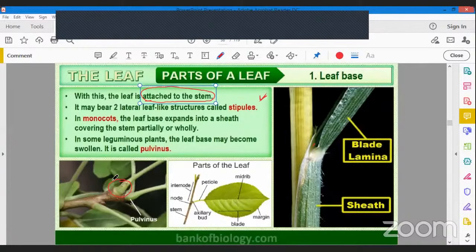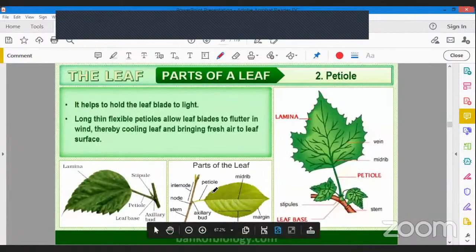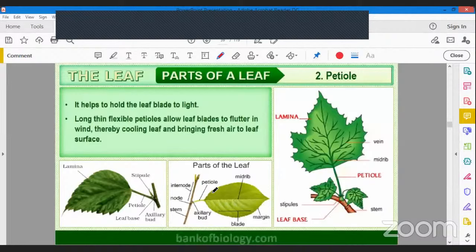Done. Okay. Now we go to the next part, petiole. Petiole is basically the stalk of the leaf. Okay. It helps to hold the leaf blade to the light. So it is a long, thin, flexible, allow the leaf blades to flutter in the wind, thereby cooling effect, bringing fresh air to the leaf.